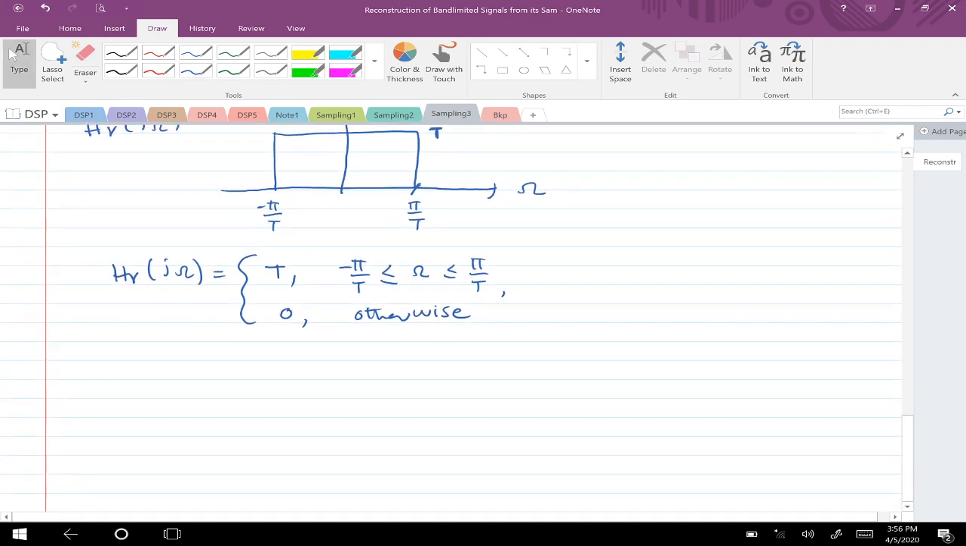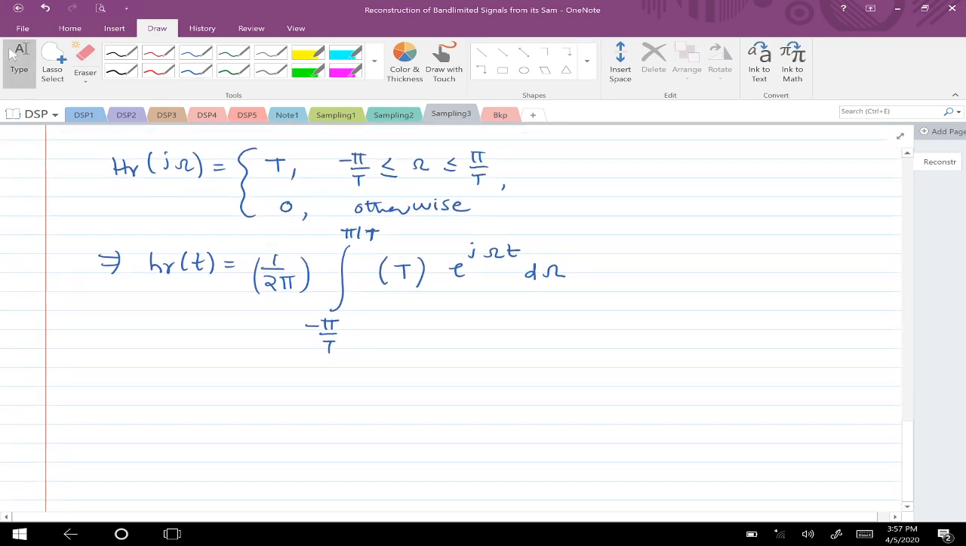This is your CTFT. Now, you could compute the inverse continuous time Fourier transform. So your hr of t would be equal to 1 by 2 pi integral over minus infinity to plus infinity, but this is non-zero from minus pi by T to plus pi by T only. Let me keep that itself, and there Hr of j omega I need to write its value as T into e power j omega t, with d omega. This value is equal to T by 2 pi, e power j omega t integrating with respect to omega, so jt would come here. The limits are minus pi by T to plus pi by T.